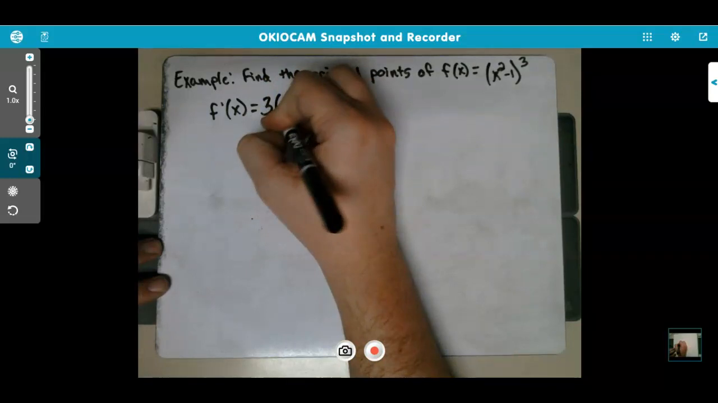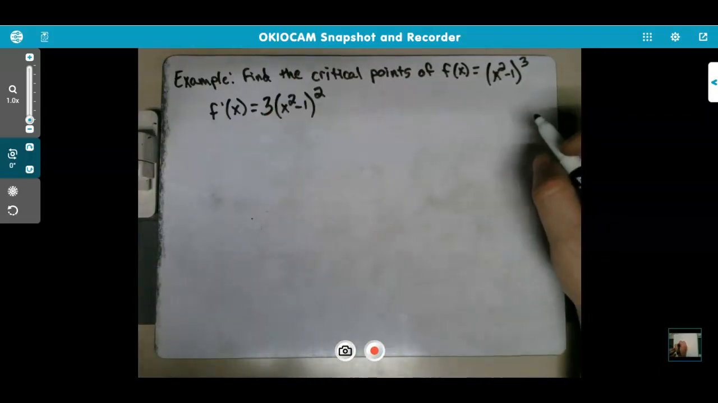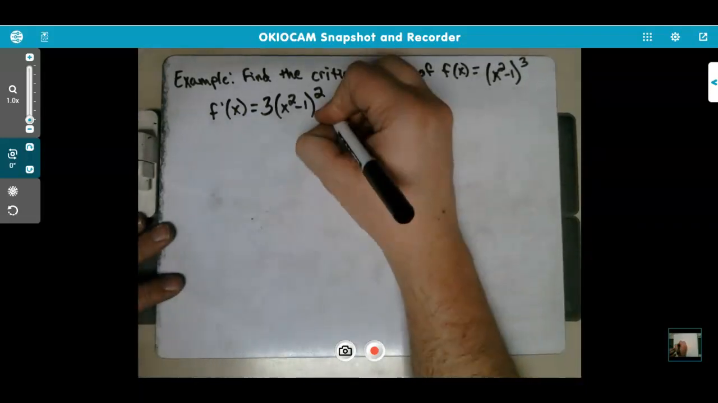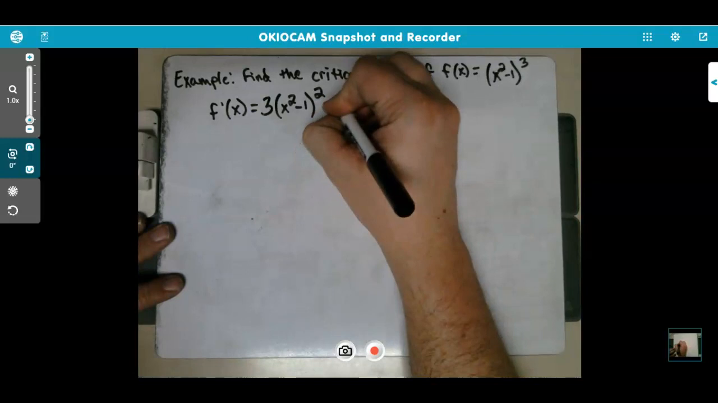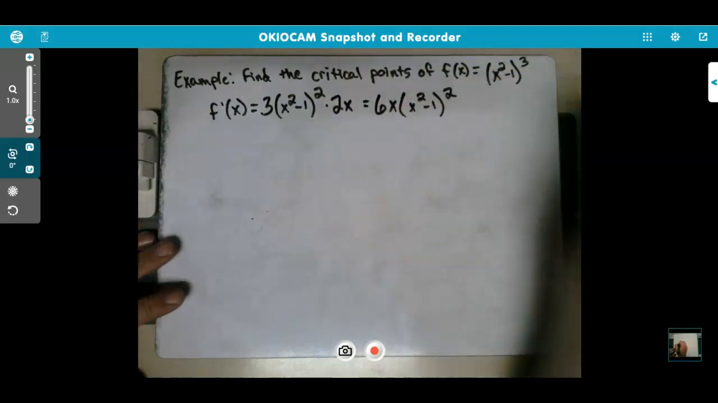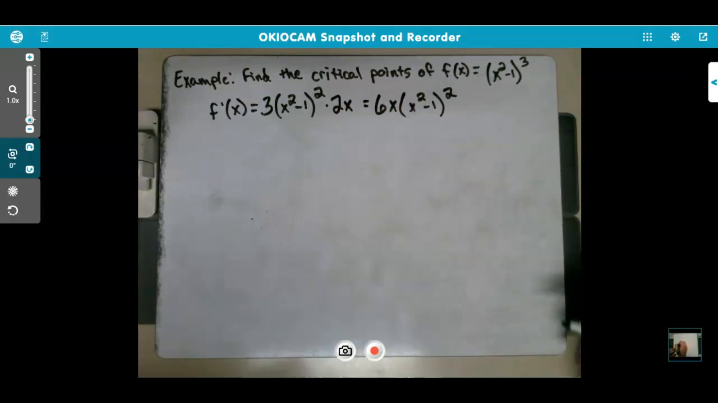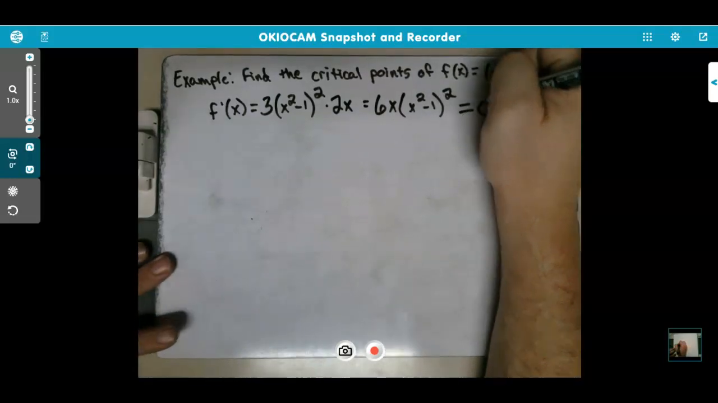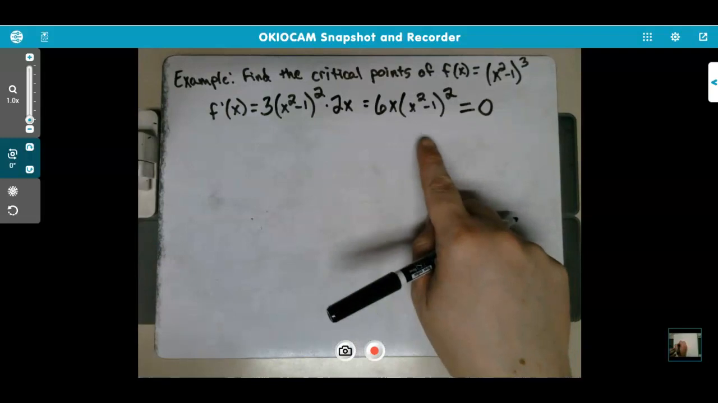But then by the chain rule, because I have some stuff in here, I have to multiply that by the derivative of that stuff. The derivative of x squared minus 1 is 2x. It might be helpful to write this: 3 times 2 is 6, so that's 6x times (x squared minus 1) squared. So now all I've got to do is set this equal to 0. The good thing about this one is the factors are already there. That's very helpful, so I can just set each factor equal to 0.